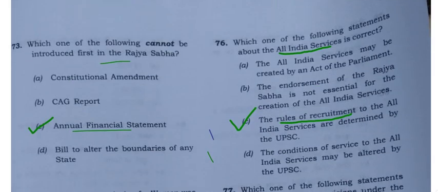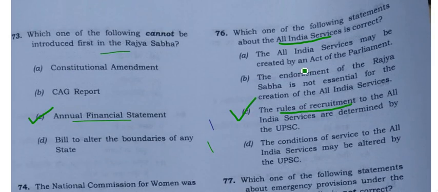Now let's talk about 76th one. Which of the following statements about the All India Services is correct? The All India Services may be created by an act of Parliament. Yeah, that seems like true. But the endorsement of the Rajya Sabha is not essential for the creation of an All India Service. This is definitely not true. This is wrong.